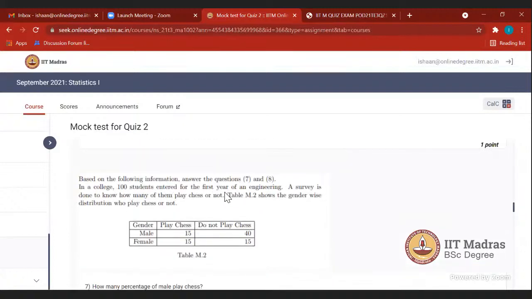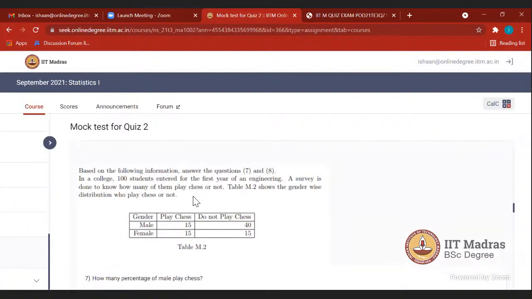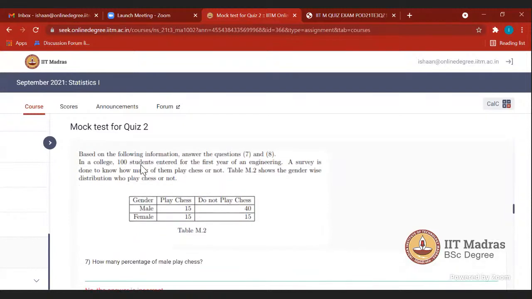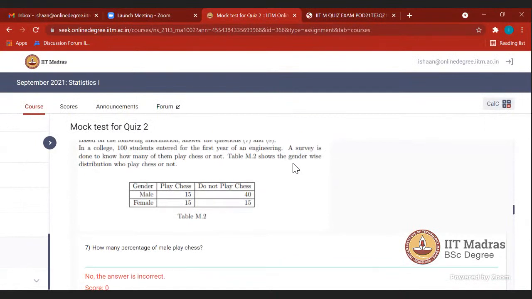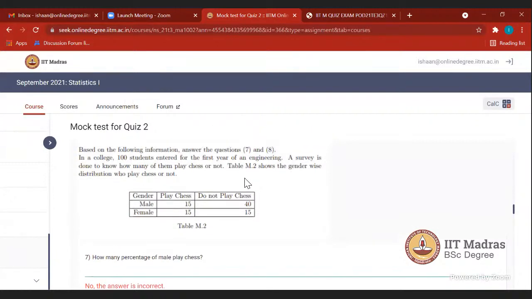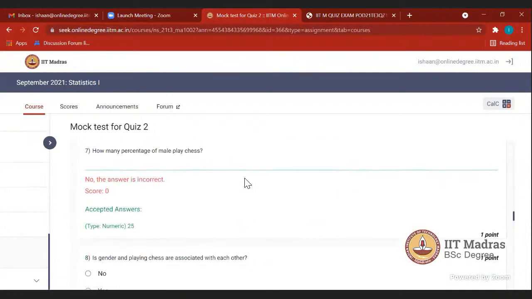No, it says that 100 students entered for the first year, and a survey is done to know how many. So in a survey, it's not necessary that I take all the 100, right? I can take only 85. If the answer is 25, then the question should have been the number of males who do not play chess. But if we are creating this table, it automatically implies you have to take 100, who could play chess or could not. Yeah, but they are not in the survey. In a survey, I may take 70 people, I may take 80, I may take 85. Anyway, from the table, the answer is 27.27.